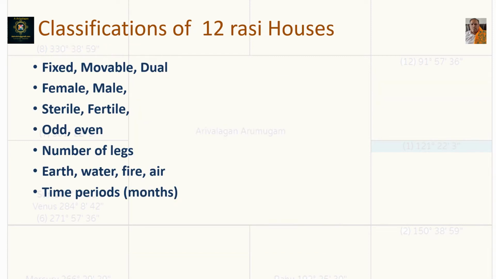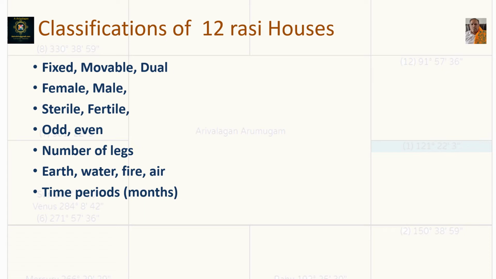And then next, the important thing that we have to know is the classification of Rasis according to several criteria. Here I am presenting around 7 criteria which are basically required for you to understand astrology. So the Rasis are classified as fixed Rasi, movable Rasi or dual Rasi. And Rasis are classified as female Rasis and male Rasis. Then fertile and sterile Rasis. Then odds and evens Rasis.